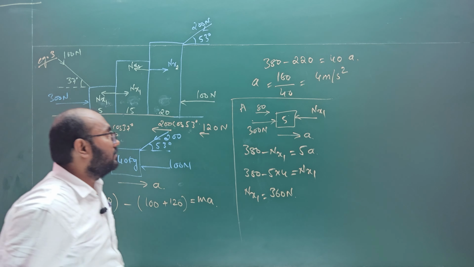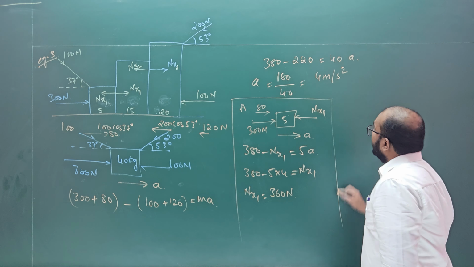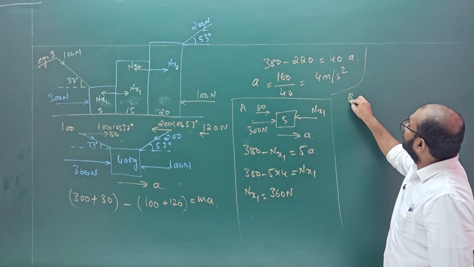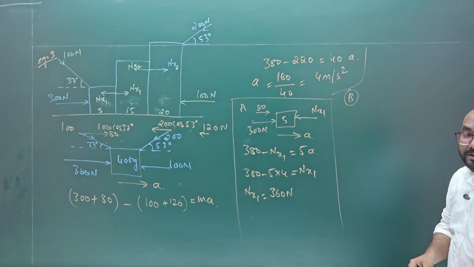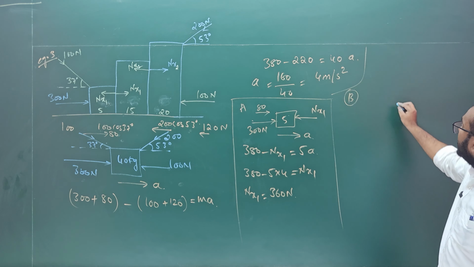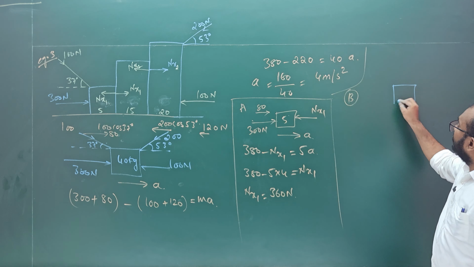Similarly, let us try to write the FBD for the second body, body B. On body B, how many forces are acting? Let us try to understand that. This is your body B, 15 kg. On this body, can I say that in this direction NX1 is acting? Yes or no? And in this direction NX2 is acting.